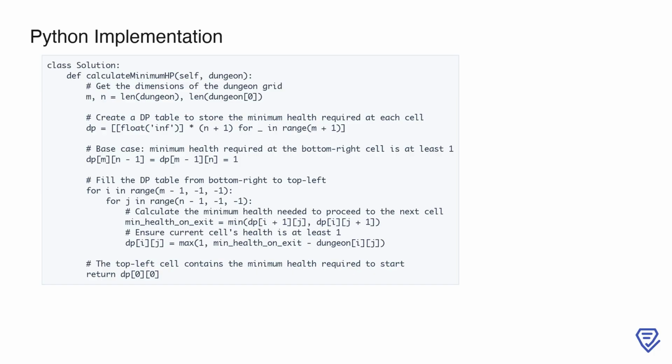4. Result. The value in the top left cell, dp[0][0], represents the minimum initial health required for the knight to successfully traverse the dungeon.